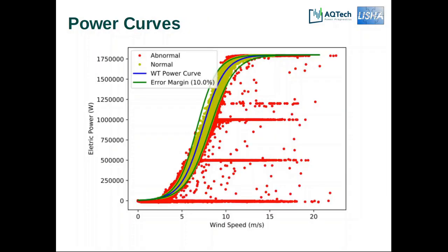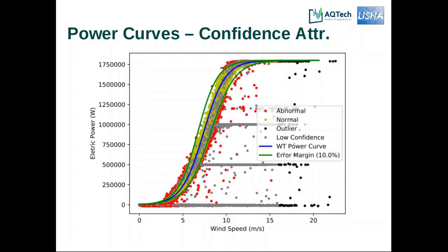This graph shows the power curve model of one of the wind turbines. The blue line is the power curve defined by the equation. The green lines define the tolerance around the power curve in which a value is still considered correct. This region is represented by the yellow points. The red points are readings that do not fit the power curve and therefore are considered incorrect.